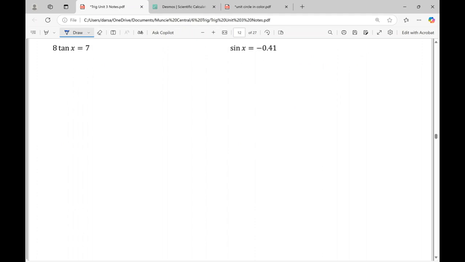So let's look at 8 tangent x equals 7. There are some times where you're going to have to isolate your trig function before you do anything. So we're going to start by dividing both sides by 8 so that we get the tangent of x is equal to 7/8. Now that we have an equation that is just tangent equal to a number, we can find our reference angle. Remember, our reference angle is going to use the tangent inverse, or the inverse trig, of that tangent that we're given.